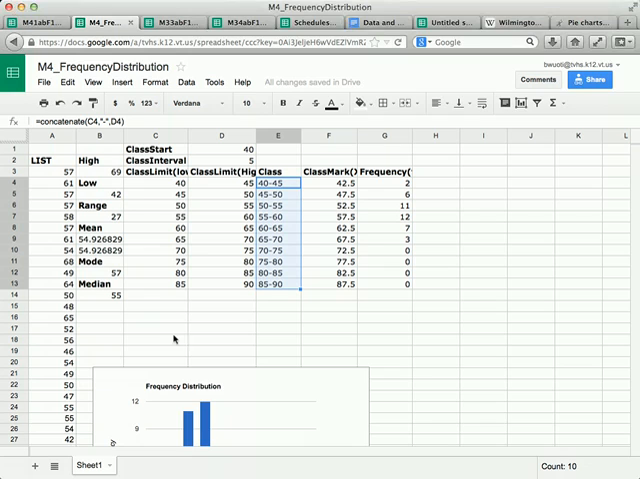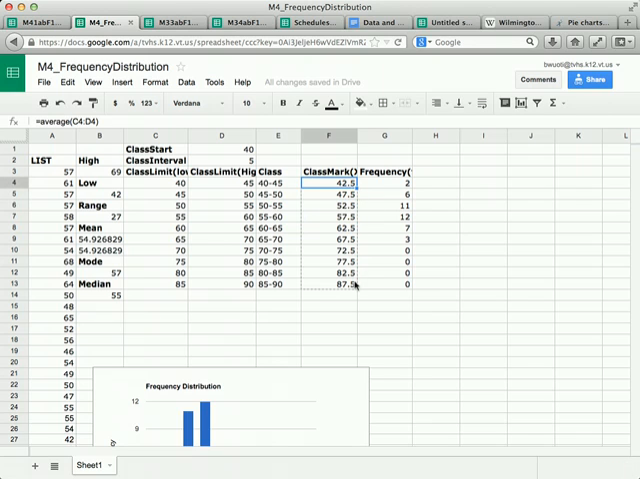Yeah, it's the midpoint of your class. So I actually have this calculating by adding the upper and lower limits together, dividing by 2. I also could have programmed that by hitting equals average. Let's see, I think I missed an R there. Average of these two things. And that would give me the same value. So my class marks are going to be the midpoints of my classes.